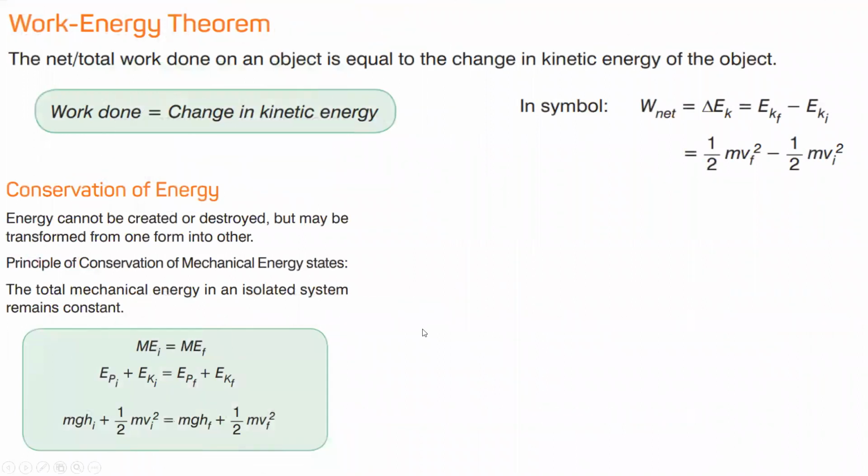The work energy theorem is another one. Total work, or net work, done on an object is equal to the change in kinetic energy of the object. Work done equals change in kinetic energy. This is our formula: work net equals delta EK. When you check past paper questions, you can see some different questions about that.